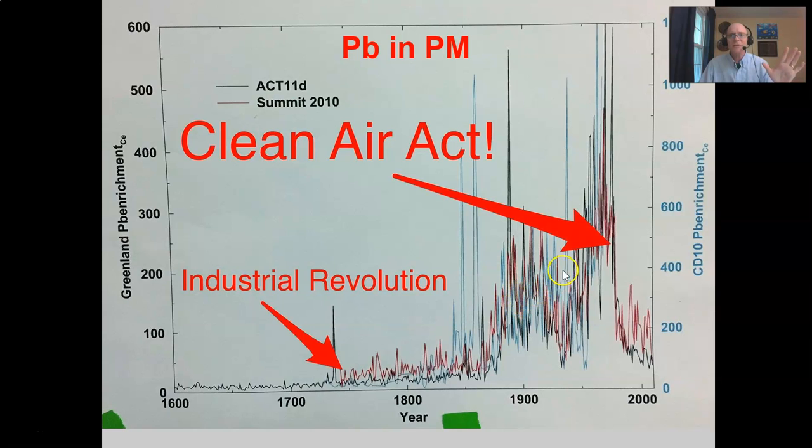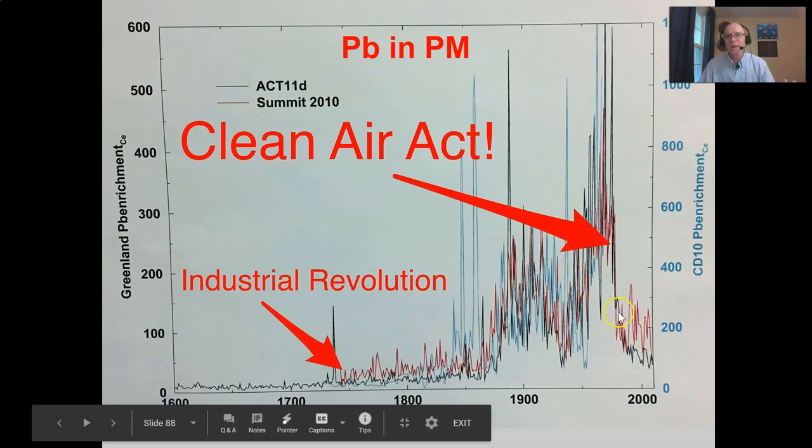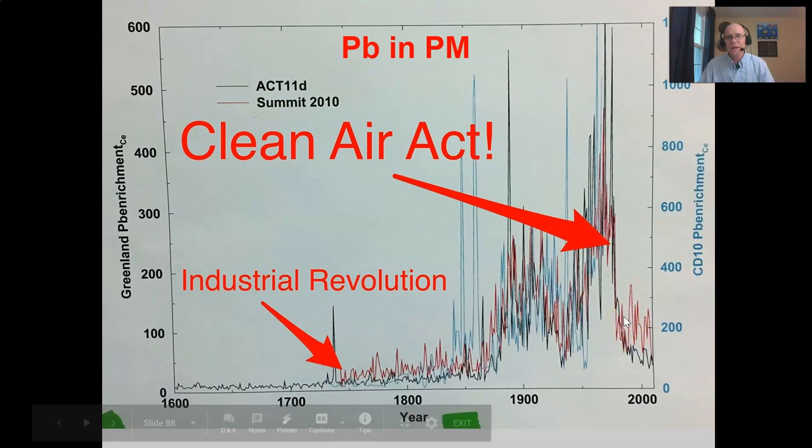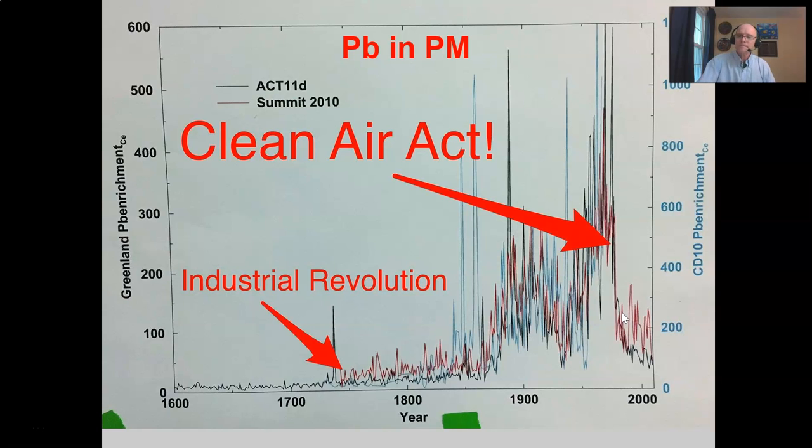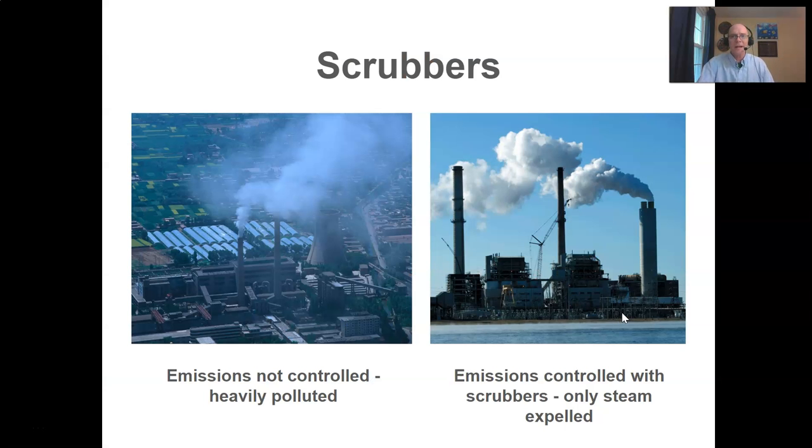So you can see it continues to climb, lots of lead over the years until we hit the mid-1960s, early 1970s. And there is a precipitous drop in lead accumulation because of the Clean Air Act. So it works. So how does it work? How do they get the stuff out of the air emissions? A couple of ways. Usually it's called scrubbers or scrubbing or baghouse filters. There's a couple different names for it.